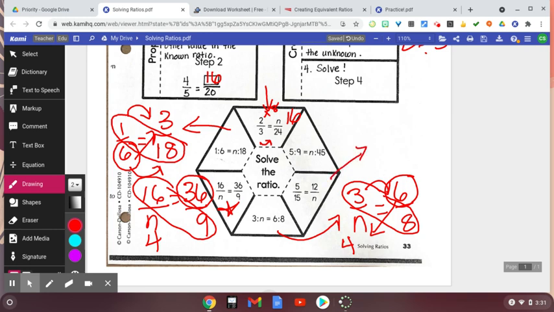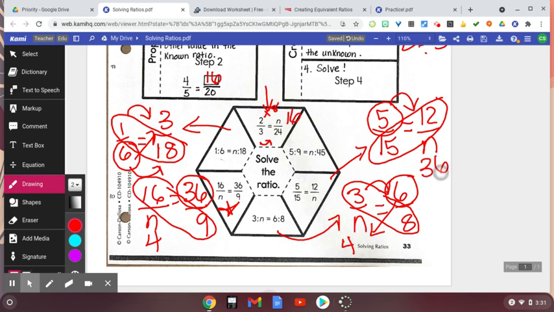Take a look at our next example, 5 over 15, 12 over n. Well, there's no relationship that I can see between 5 and 12, so I'm going to have to do the cross multiplication. So I multiply these two, and then I divide by the only number that I have left. So 15 times 12 divided by 5 equals 36. And if you take a look, 5 times 3 is 15, so 12 times 3 equals 36. So I know that I got this problem correct.